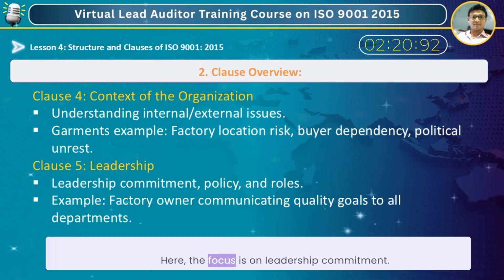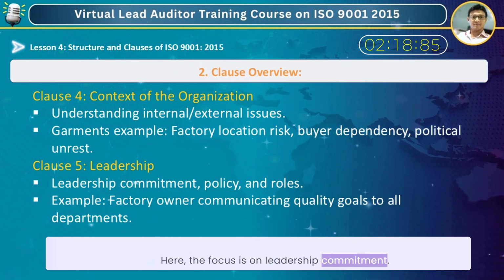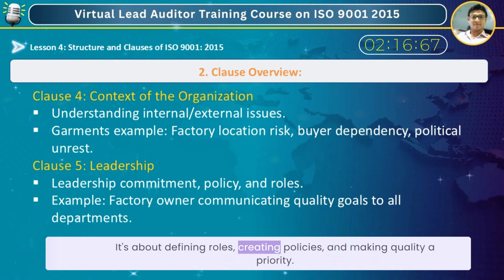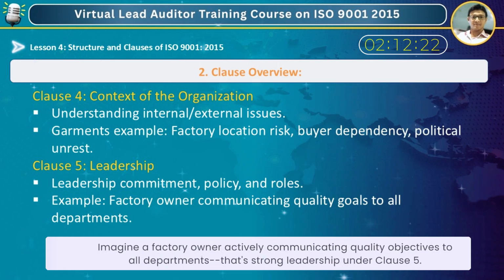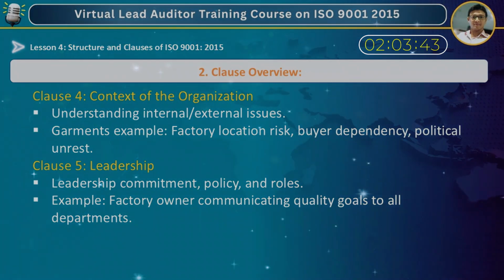Clause 5. Leadership. Here, the focus is on leadership commitment. It's about defining roles, creating policies, and making quality a priority. Imagine a factory owner actively communicating quality objectives to all departments. That's strong leadership under Clause 5.